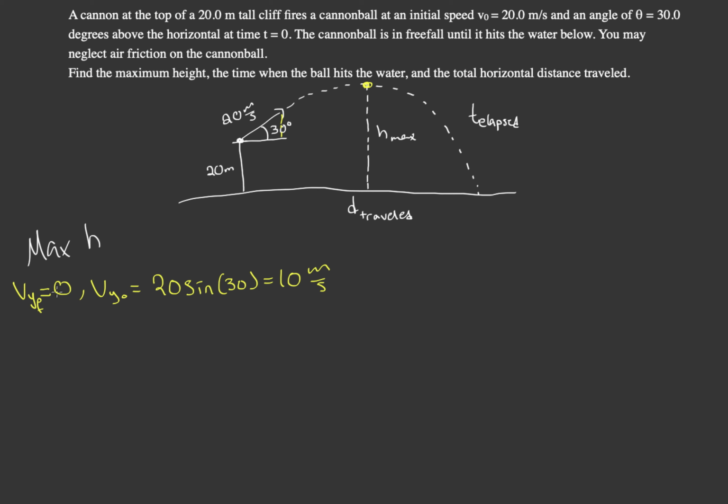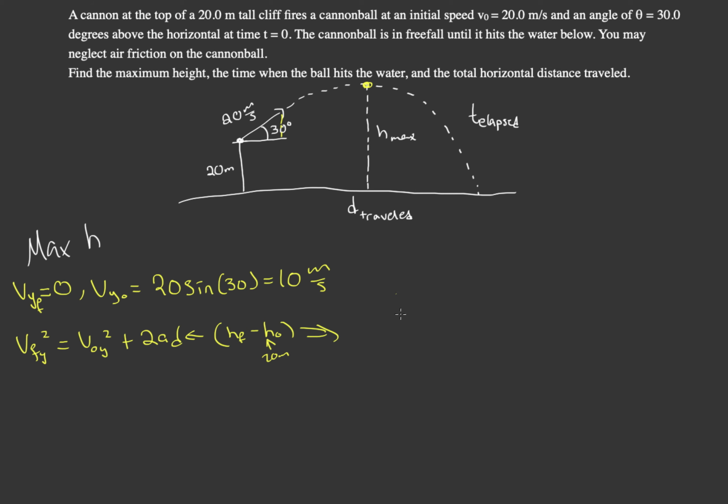So that's our initial y velocity. Our final y velocity is 0. And we know what gravity is. It's negative 9.8. So we can use this equation, vf squared equals vi squared plus 2AD, where A is the gravity, this is our initial velocity, final velocity, and D is represented by our final height minus our initial height. Final height is the maximum height we were looking for. Initial height, this is the 20 meters that we start off with.